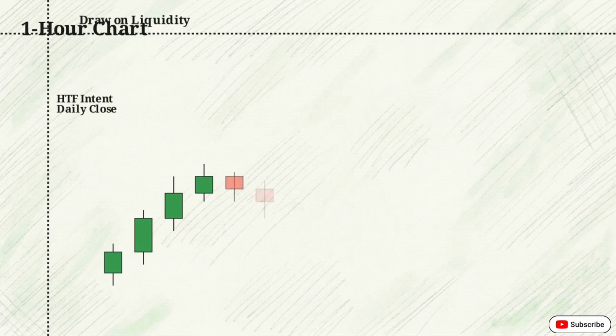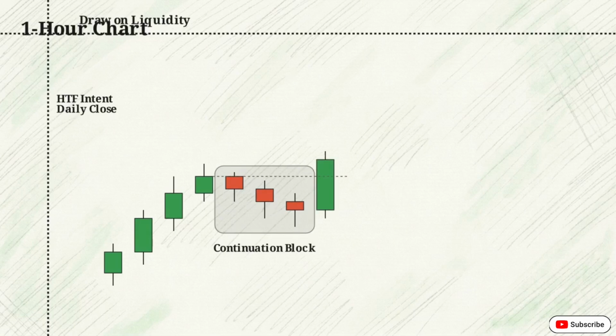The daily chart identifies the where and why. The 1-hour chart finds the when. On the 1-hour chart, we look for a continuation block to trigger the entry. In a bullish trend, this is a run of consecutive down-close candles that form during an expansion leg. Entry triggers when a subsequent 1-hour candle closes completely above the highest body in that sequence.